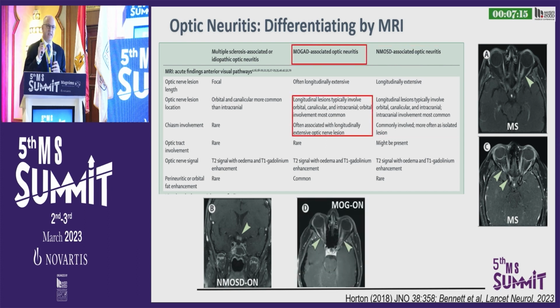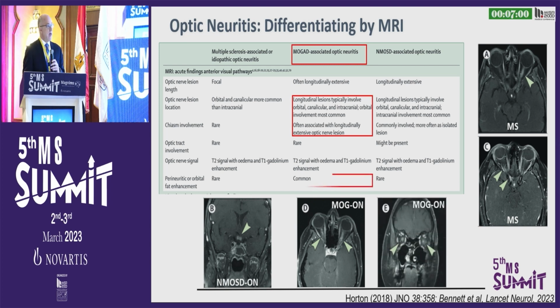And in MOGAD disease, your tip-off is going to be that the longitudinally extensive optic nerve lesion reaches back to the chiasm when the chiasm is involved in MOGAD. When it's involved in NMO, it's often in isolation. And for MOGAD, you can have prominent perineuritic enhancement with extension of inflammation into the orbital fat, which is very atypical for NMO and MS-related optic neuritis.